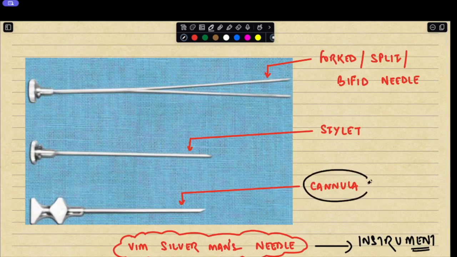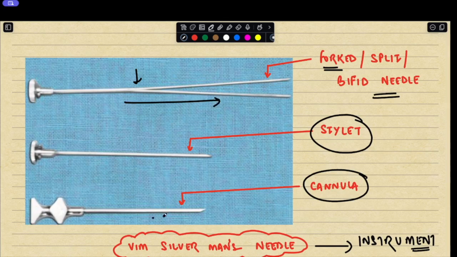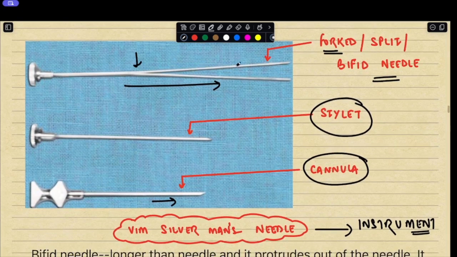One is the cannula, then we have the stylet, and then we have a forked or split or bifid needle. Now if you look at this needle, it is longer as compared to the cannula, and it is protruding out of the cannula. It has a very sharp cutting edge, and it has a longitudinal groove. This groove retains the tissue when the needle and the cannula are withdrawn, so the piece of tissue is retained over here. This is the main job.